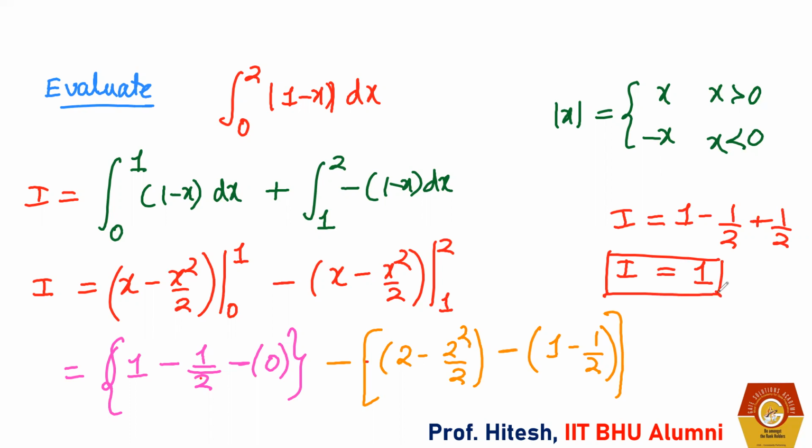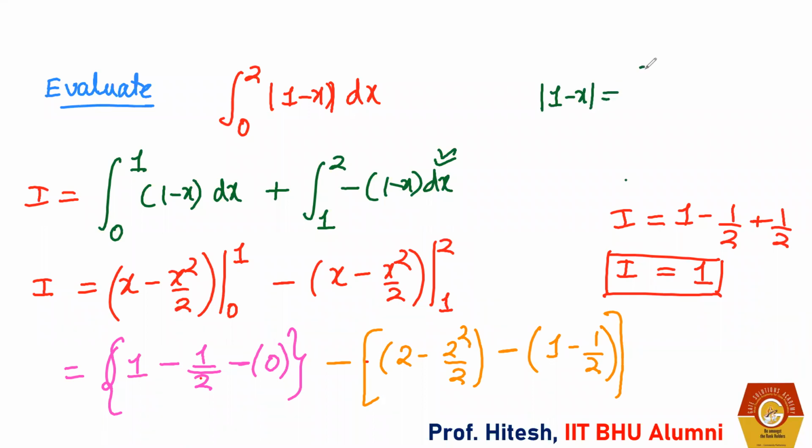Okay, check, write it down. You just remember this thing very importantly, this one. Okay, so let me write it here properly once: mod 1 minus x is equal to 1 minus x or minus of 1 minus x. So when x is less than 1, and when x is greater, that is 1 to 2, okay, means 0 to 1 and 1 to 2.